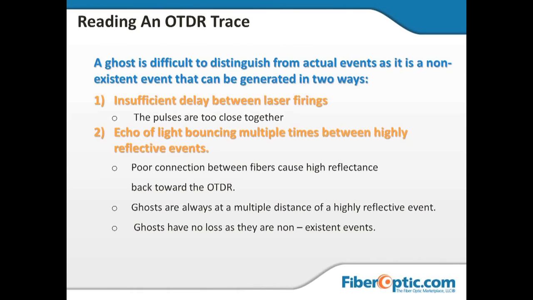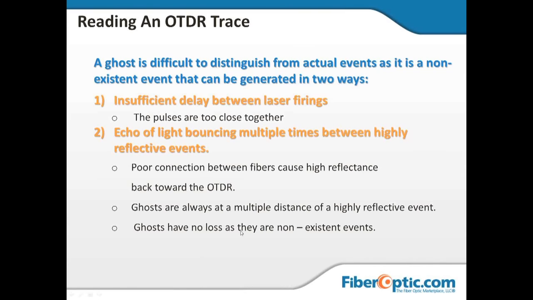There are always multiples of the distance to that highly reflective event that caused them because it's seeing the same event twice. Let that sink in for a second. And a ghost is seeing the highly reflective event that caused it. It's showing it to me twice. That's it. That's the whole mystery of a ghost on an OTDR trace. It will have no loss because it doesn't exist.